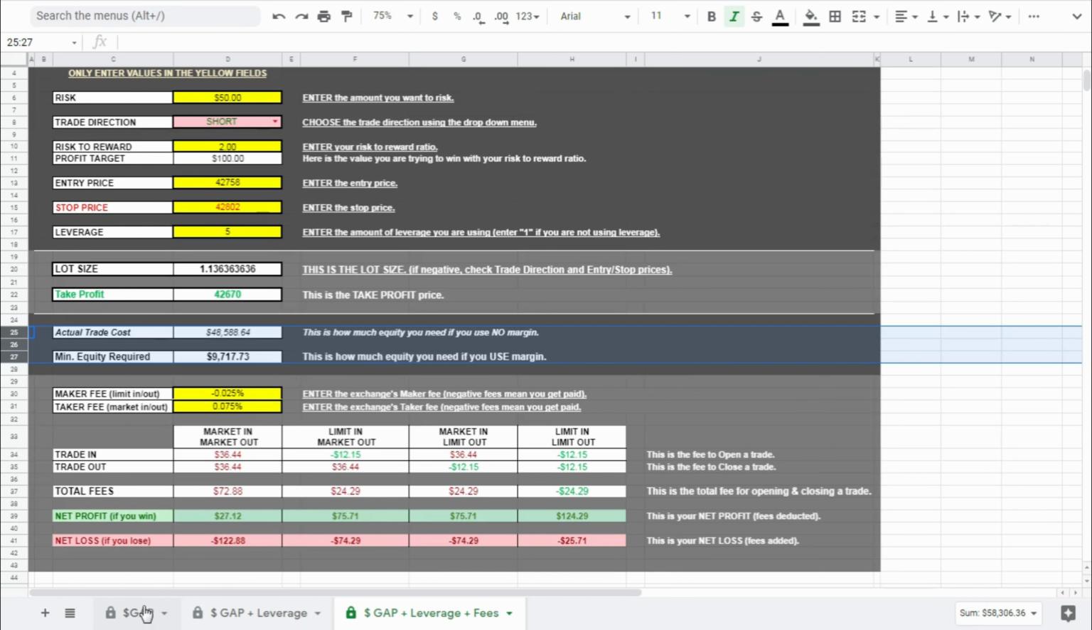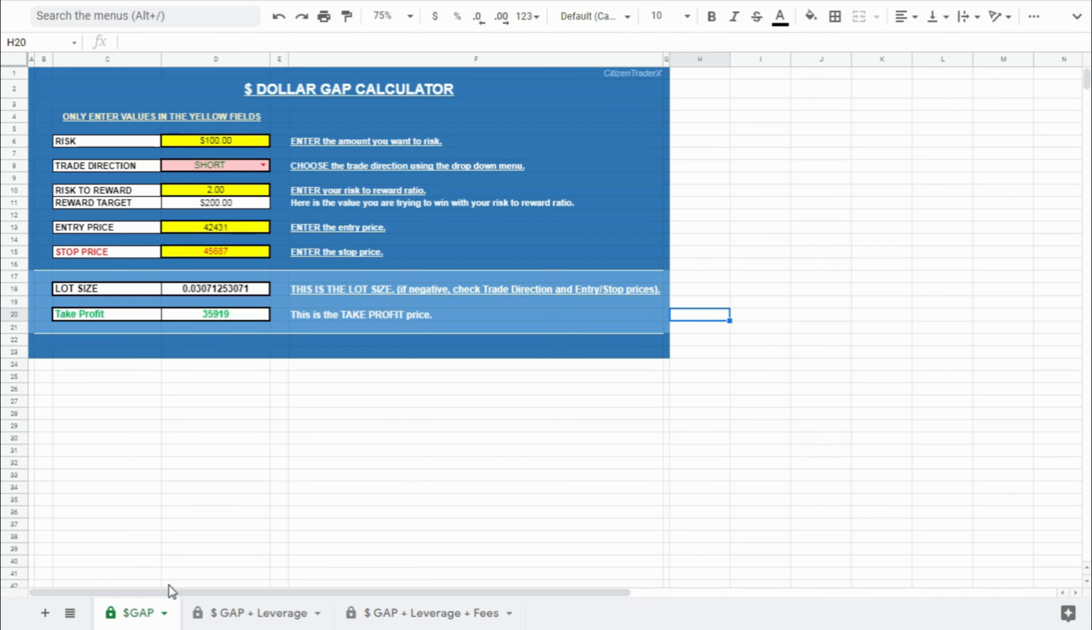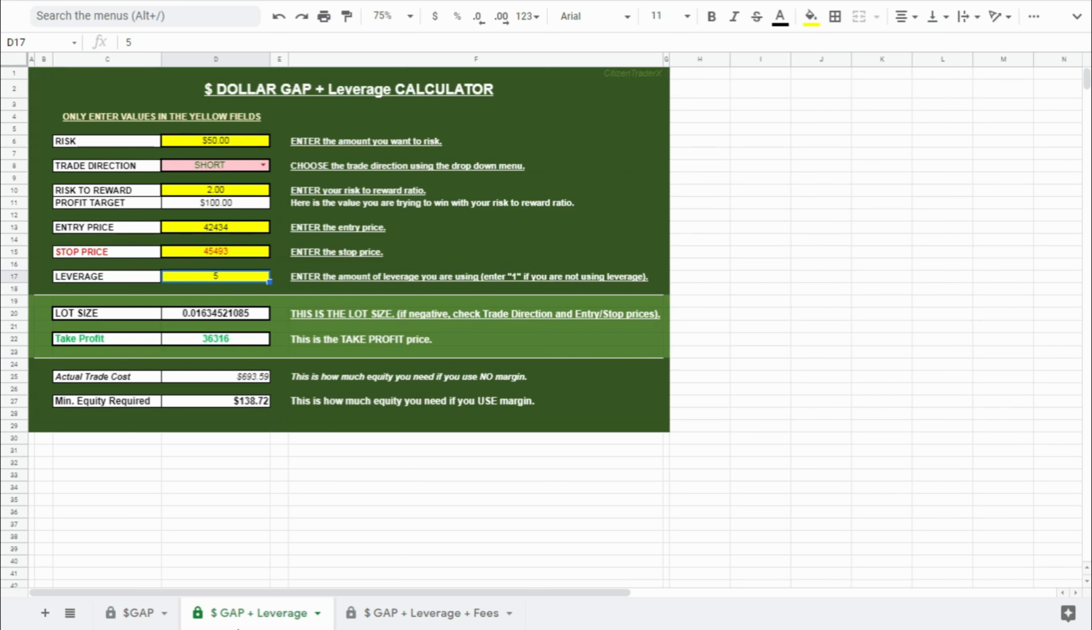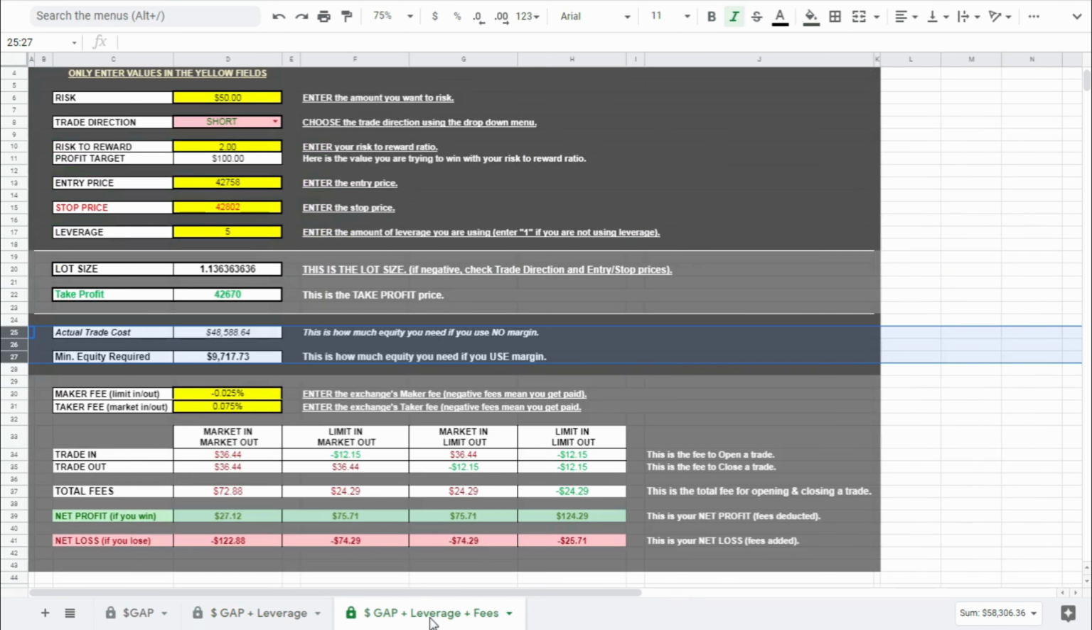So just a quick recap. The original gap is no leverage, the simplest method. If you're not trading with leverage, fantastic, just use that one. If you're thinking about trading with leverage and you want to know how much money you're going to need, use the gap plus leverage tab. Determine the actual cost of the trade and how much equity you need to have minimum, considering the leverage you're going to use. And if you're not aware of how much the fees are going to cost, use this tab, punch it all in, get an idea.